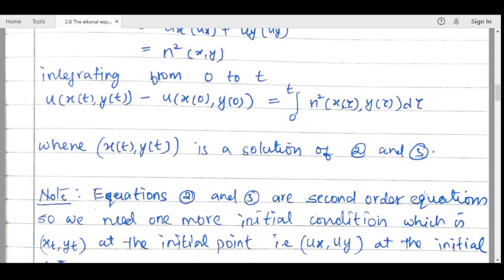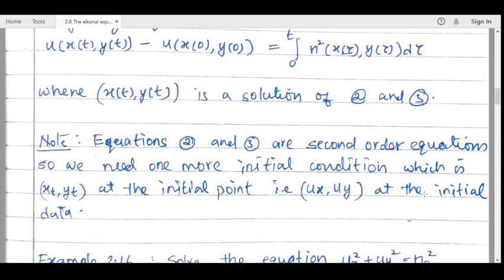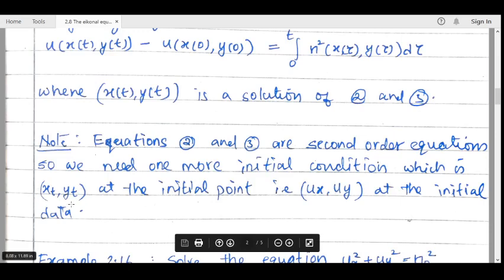If initial data is given in the problem, we will get one initial condition. Now to find the arbitrary functions completely, we need one more initial condition, which must be the derivative, the direction of the tangent at that point, that is the derivative x_t. So we must get, at the origin, that is at the initial condition, what x_t is, and this x_t is nothing but u_x, u_y.